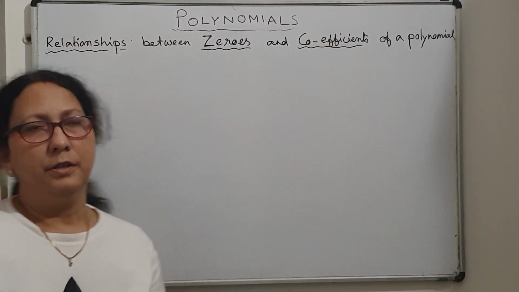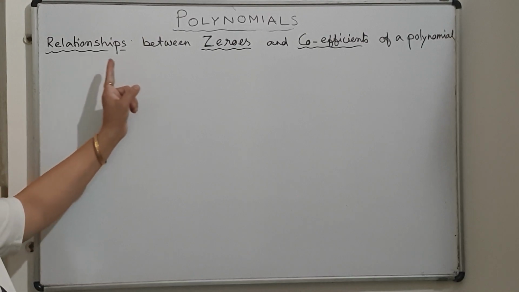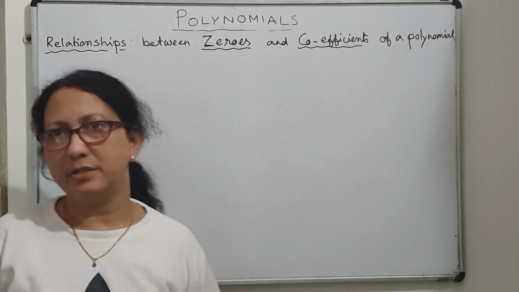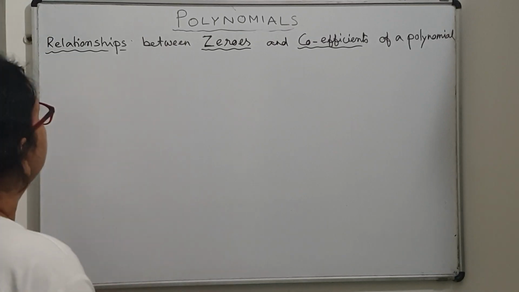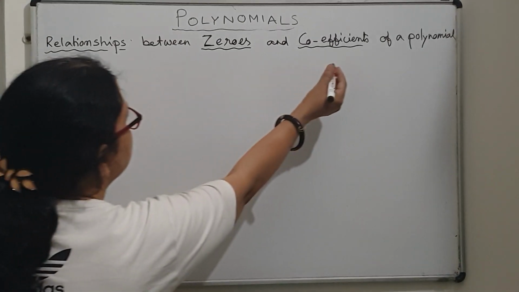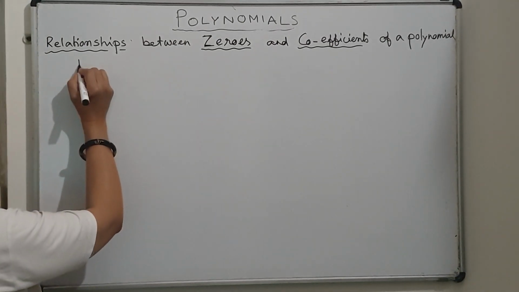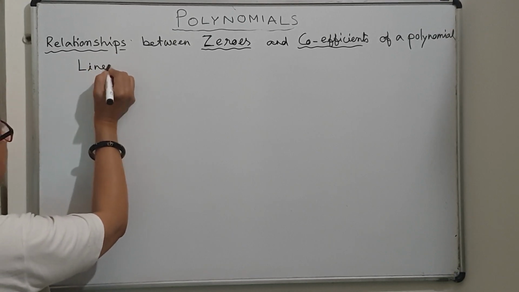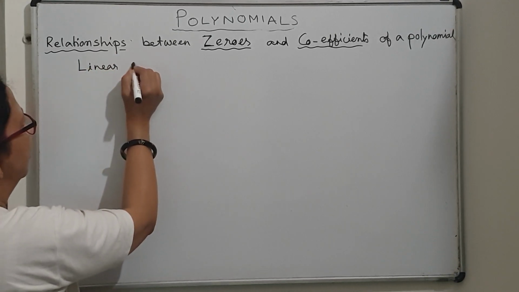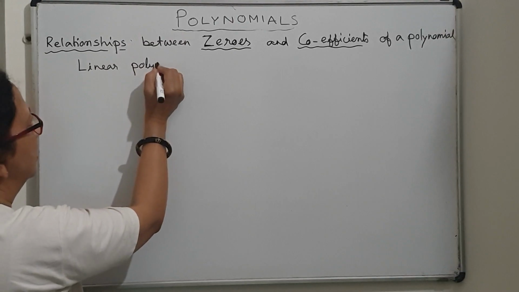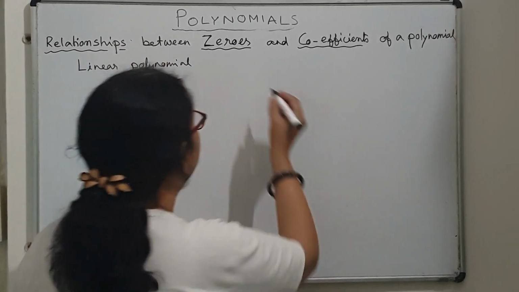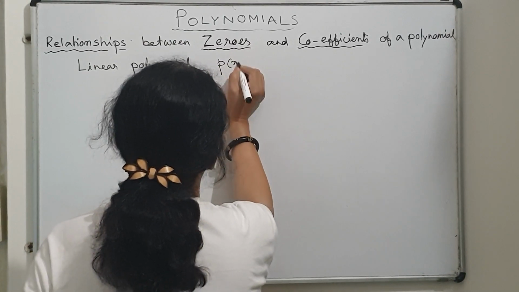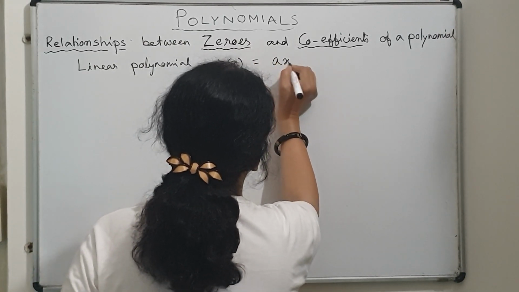So now I'll show you the relationships between zeros and coefficients of a polynomial. It is very important. So let us start with the linear polynomial first. Linear polynomial is p(x) = ax + b.